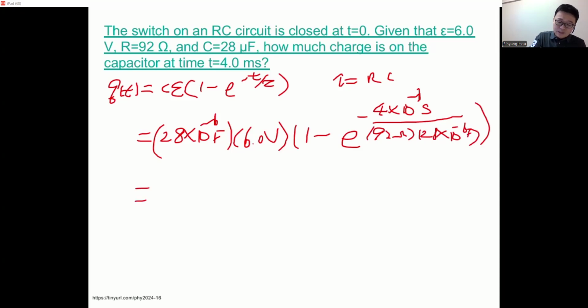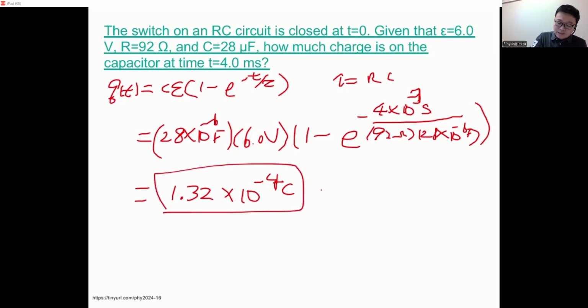At the end, remember a few unit conversions. You'll get 1.32 times 10 to the minus 4 coulombs, or you can say 132 microcoulombs. So for this one, just plug in numbers in the equation that you need to use.